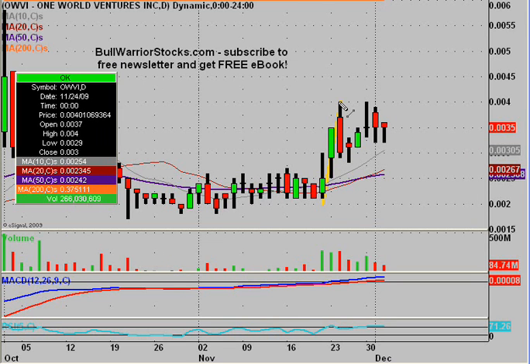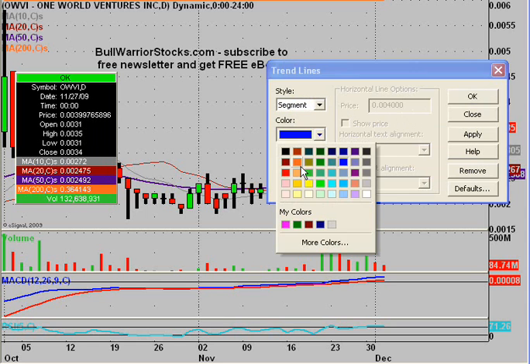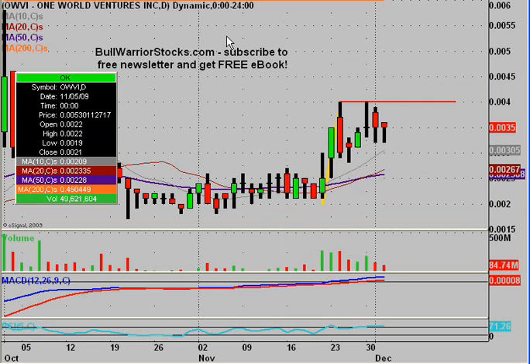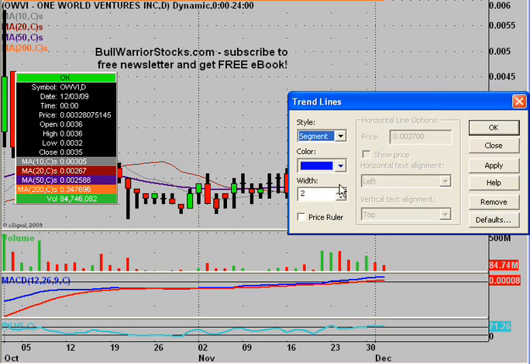So the first one I'm going to draw is just a simple horizontal line like that, showing that this high here at 004 is the resistance. So let me change that to red. And then I'm going to do another one. And this line could be drawn a few different ways. You could just draw it straight out, but I'm going to make it more upwards like this. And this is our support line.